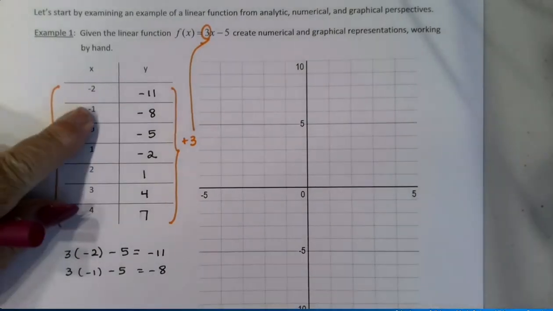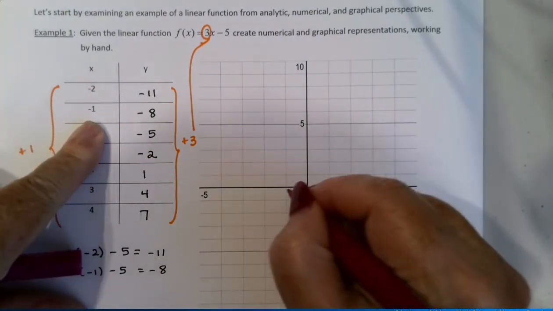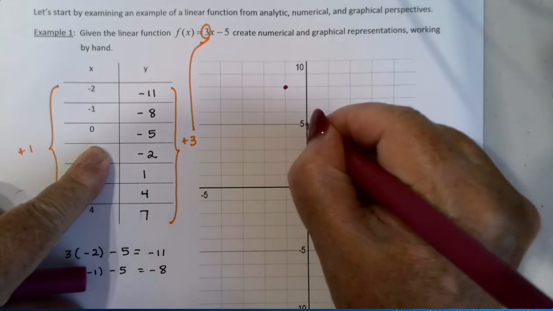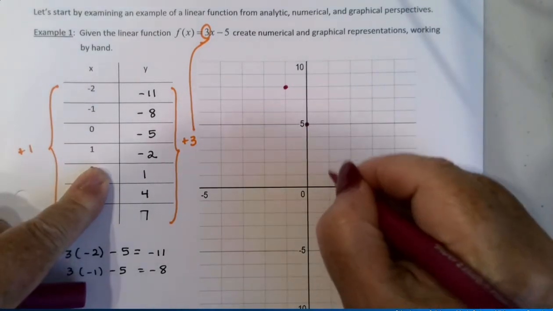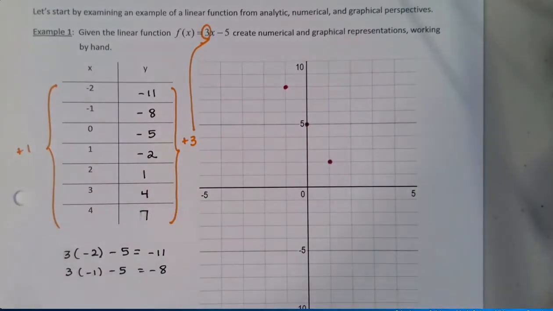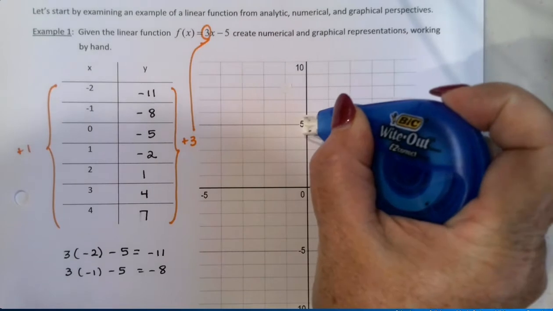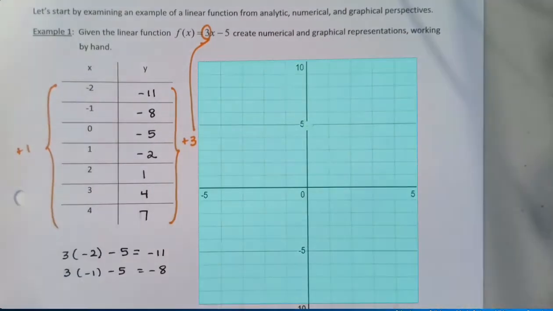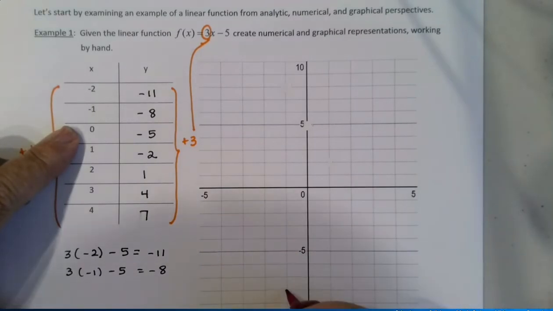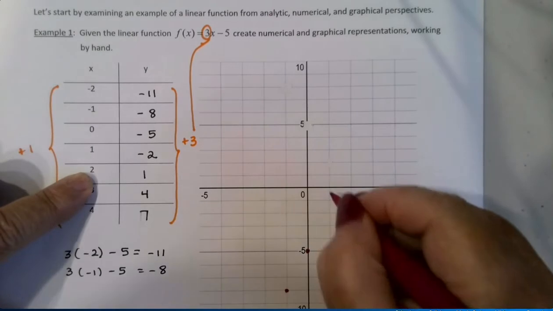Let's see, -2, -11 was my first one. I didn't quite have enough space, so I'm going to start with -1, -8. And so on. You take a minute or two and do the same. I'm so sorry, I'm starting positive rather than negative. Goodness, let me fix that. -1, -8 down here. 0, -5, and so on.